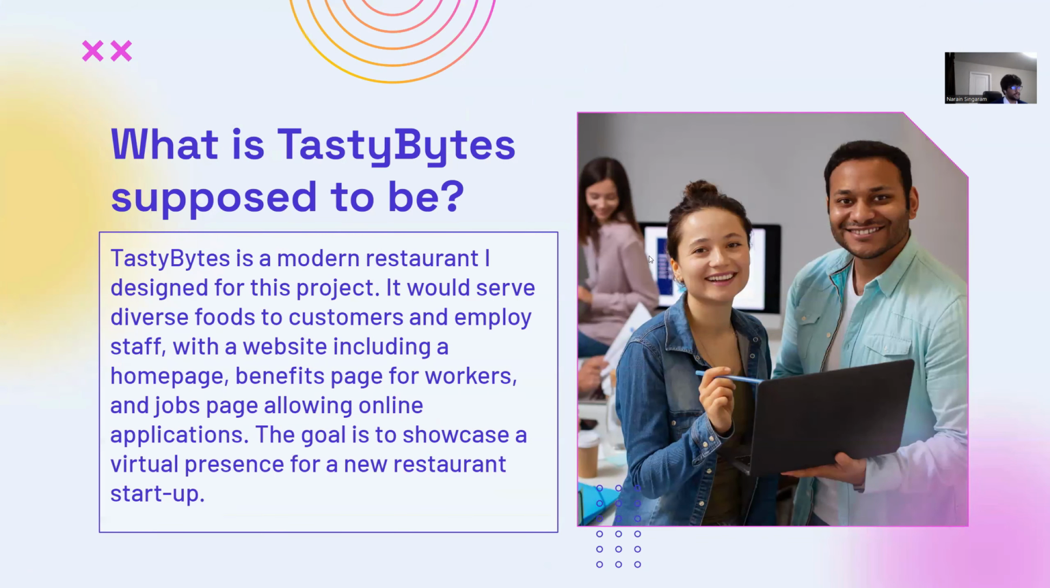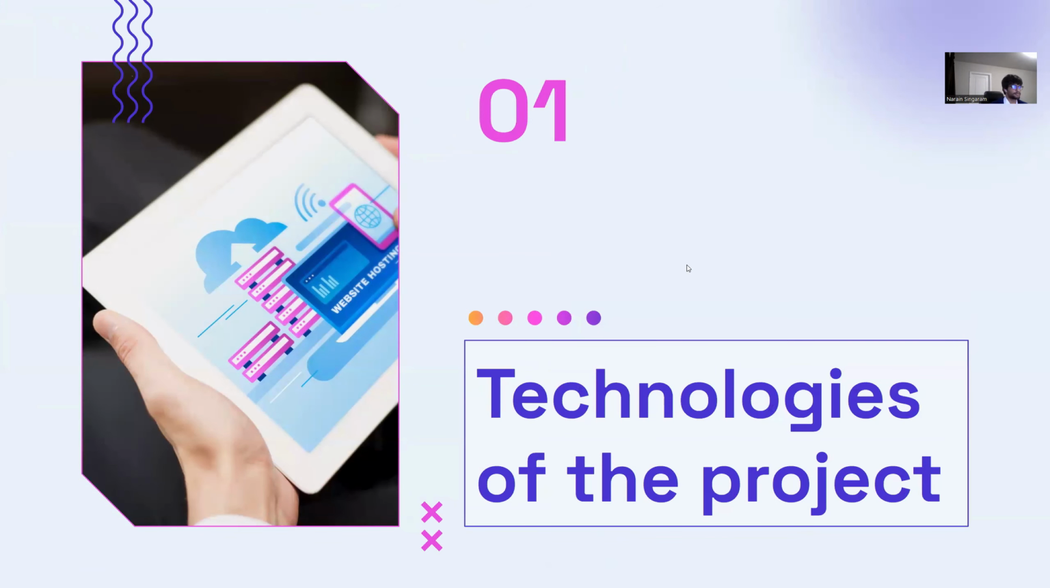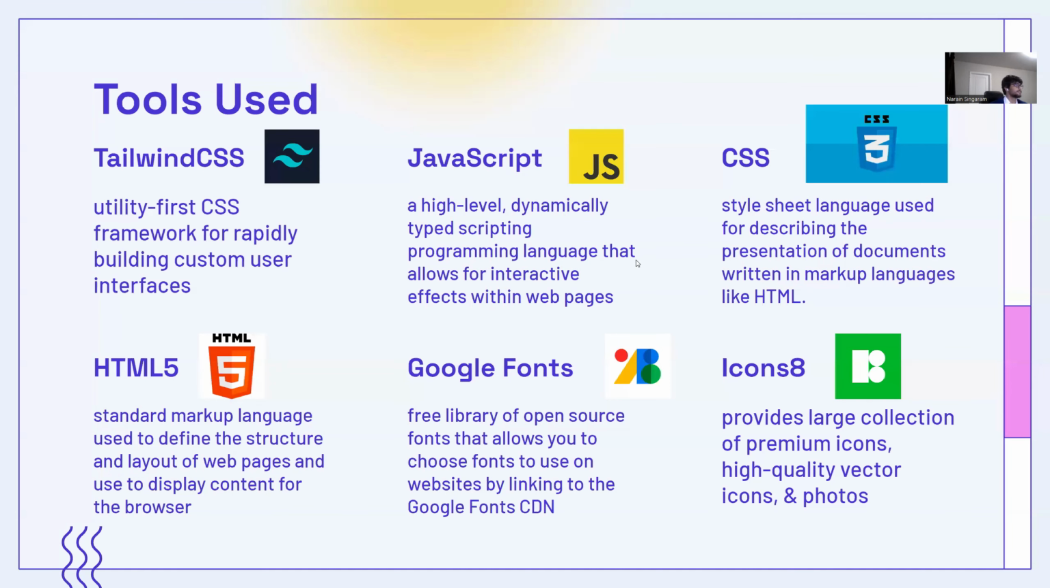Before we get into the actual website, I want to discuss what my website is. My website is called Tasty Bites, and that's a modern restaurant. Also, I have a benefits page, jobs page, and a home page as three components. In terms of the technologies of the project, I'm using 6 different technologies, but there are multiple technologies that you could consider. But here are the main ones.